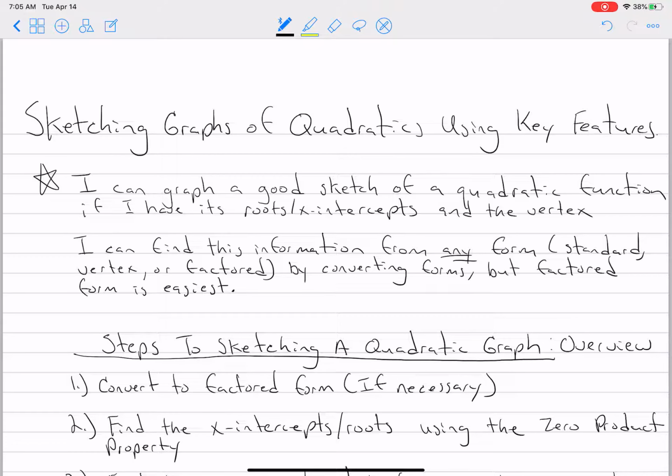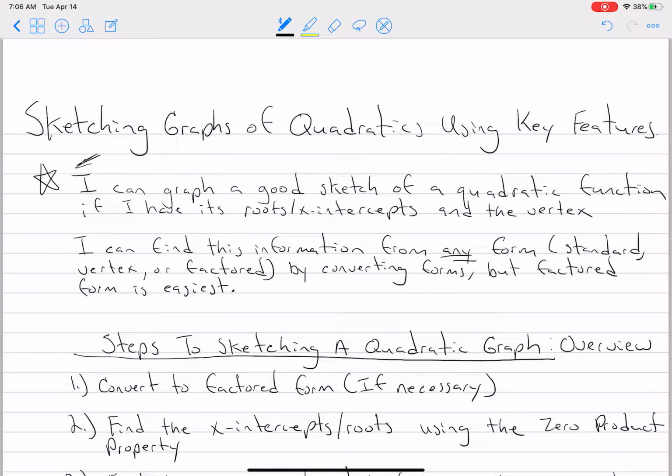Let's do it. We are talking about sketching graphs of quadratics using key features. It's really important. I need you to get all this down in your notebook. I wrote it ahead of time so that you can just pause and write stuff down at whatever pace works for you, but you don't have to watch me write it. So you're going to start this.